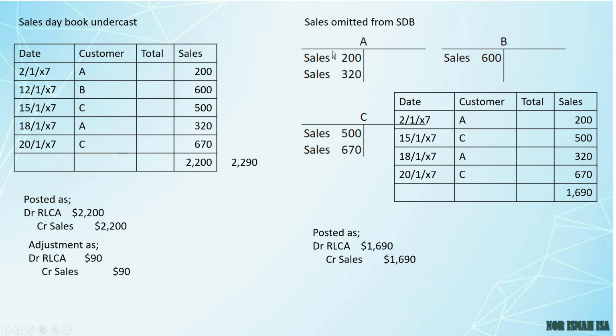Whereas for the receivable ledger, the total balance is 2,290, which is all already recorded. The difference is 600 between the receivable ledger control account in the nominal ledger and the total of the receivable ledger. So the difference is 600. We make the adjustment in the receivable ledger control account by debiting this amount of 600, and we also need to credit sales for 600.